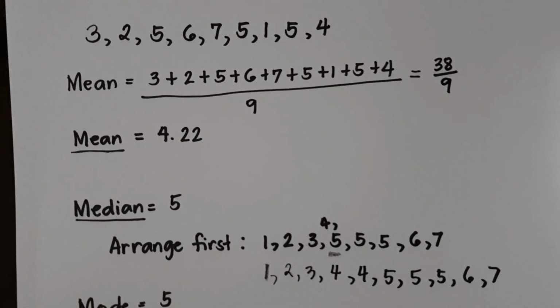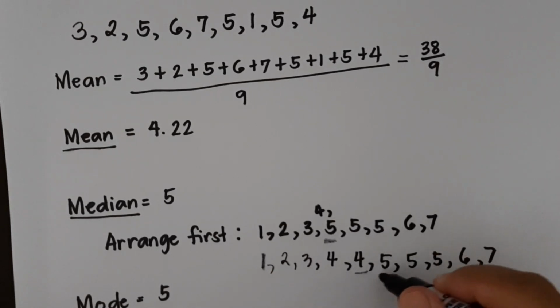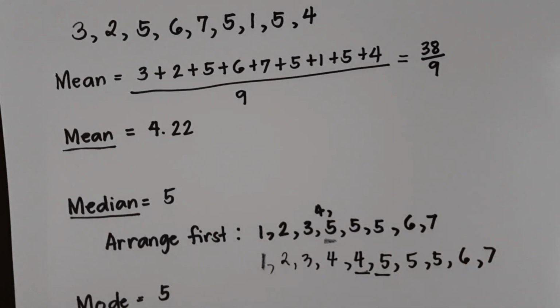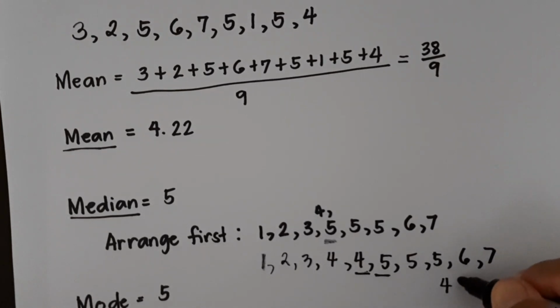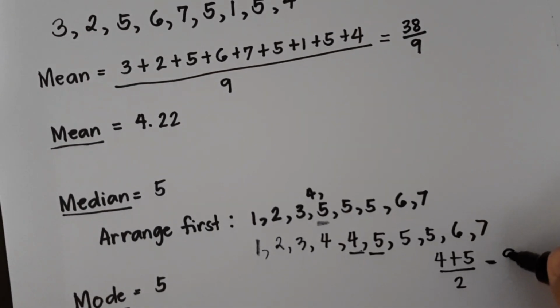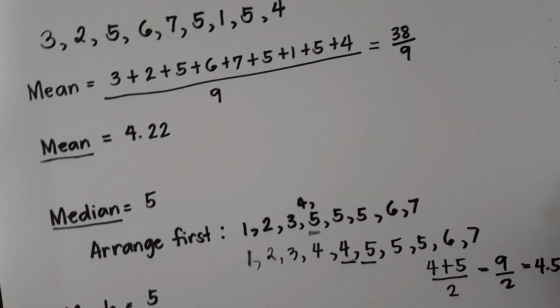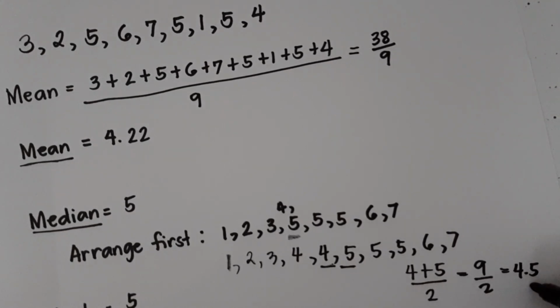Then, the first step is to, again, arrange this one. So, naka-arrange na siya dyan. And then, find the middle number. So, magiging dalawa yung middle number natin, which is 4 and 5. So, ang gagawin lang natin dyan, we just have to add the two numbers, 4 plus 5, then divided by 2. So you have 9 divided by 2, which is 4.5. So that will be your median.